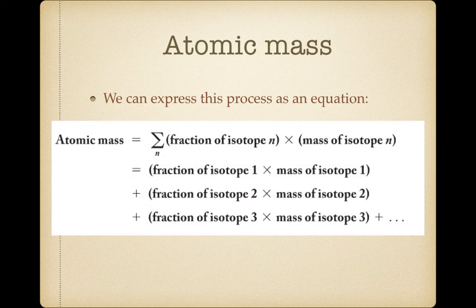So we can express this process just as a simple equation. We can say that the atomic mass is equal to the sum of the fraction of an isotope times the mass of the isotope. And the n there indicates that we're going to use all of the different naturally occurring isotopes. So we have the fraction of isotope 1 times mass of isotope 1 plus fraction of isotope 2 times mass of isotope 2, and so forth.